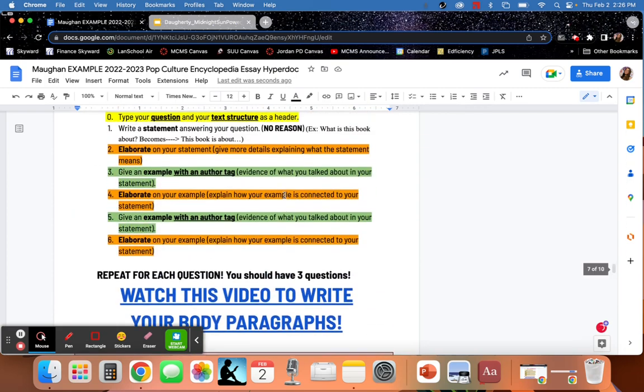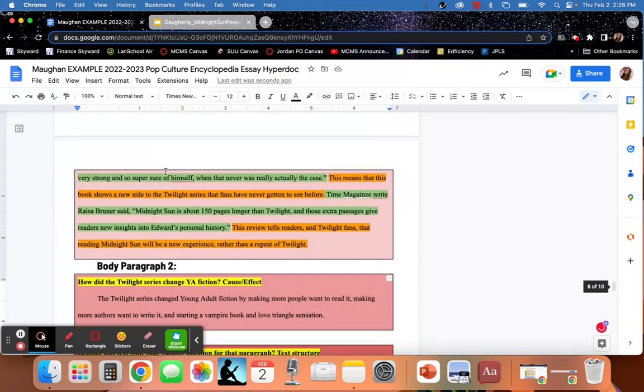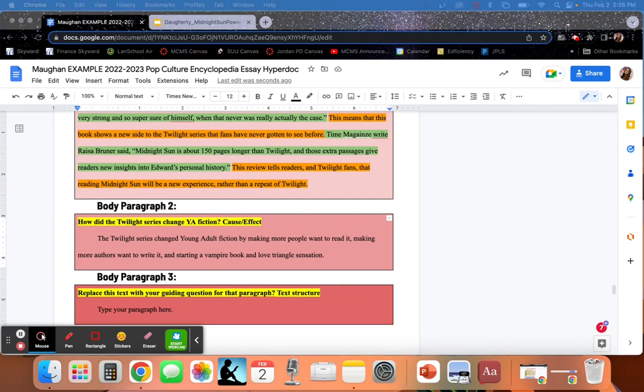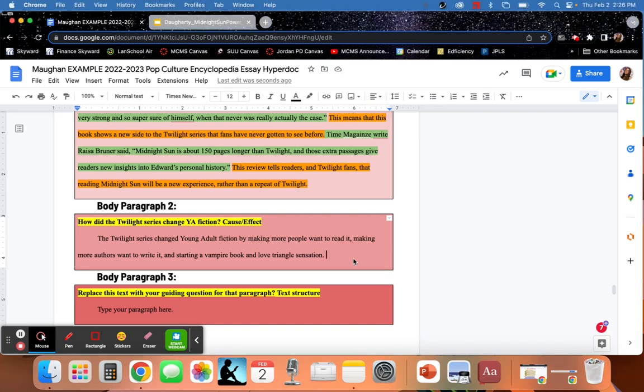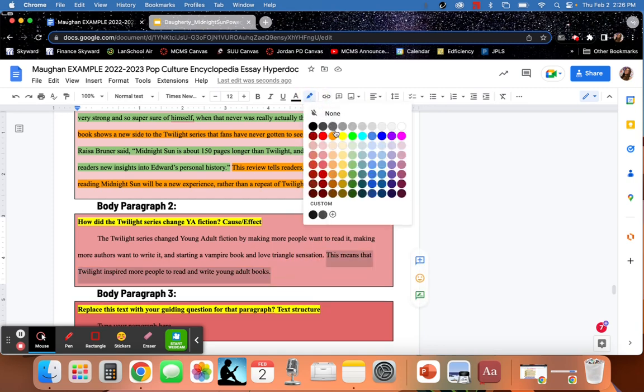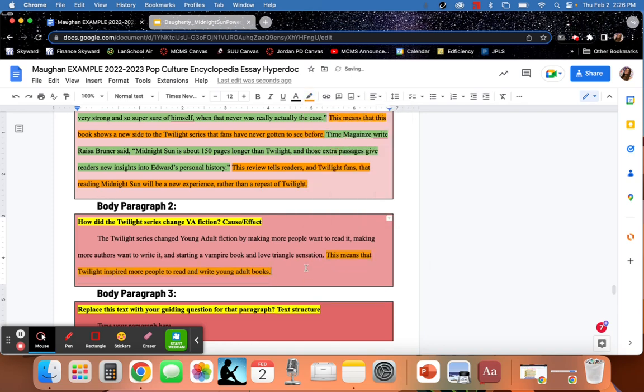Next, we are going to elaborate on that statement. So I'm going to follow up on this. And remember, I'm trying to show cause and effect in my paragraph. You'll be doing whatever text structure you're using. So my second sentence says, this means that Twilight inspired more people to read and write young adult books. This is an elaboration, so I'm going to highlight it in orange. The only sentence that will not be highlighted is this very first one.